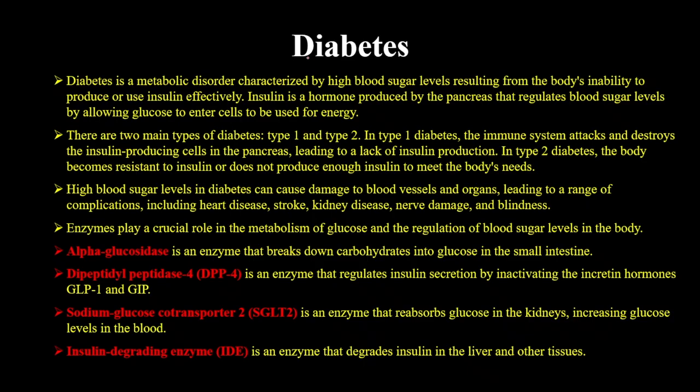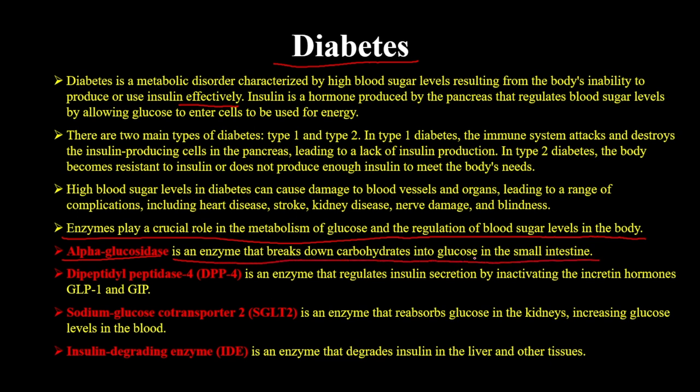Then we have another disease, which is called diabetes. Diabetes is a metabolic disorder characterized by a high blood glucose level resulting from the body's inability to produce or use insulin effectively. Enzymes play a crucial role in the metabolism of glucose and regulation of the blood glucose level in the body. Alpha glucosidase is an enzyme that breaks down carbohydrates into glucose in the small intestine.